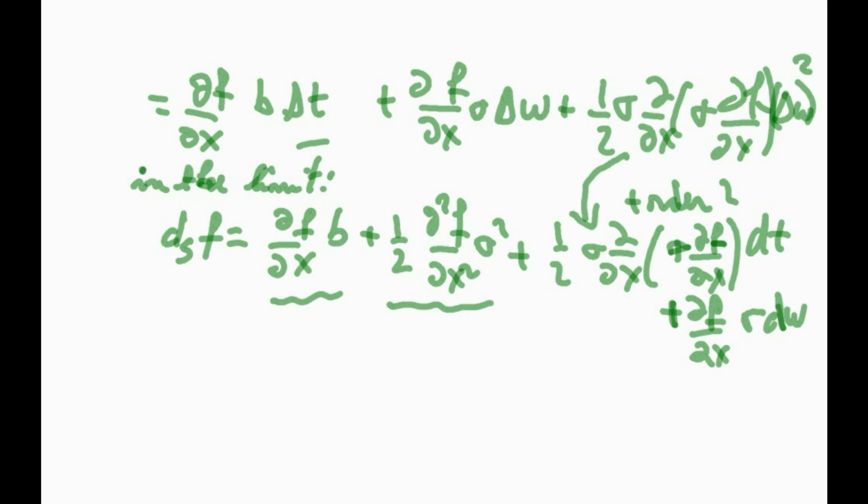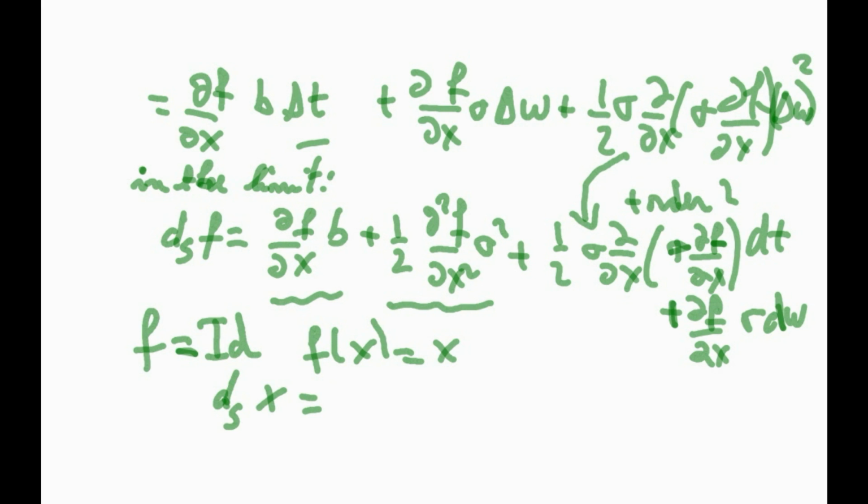And so what happens if I take f equal to the identity function, that is f(x) equals x, and I apply this to this equation? Basically I get this d_Stratonovich of the process x. df/dx is the identity, so I get b multiplied by Δt, and so I get plus, the second derivative is 0.